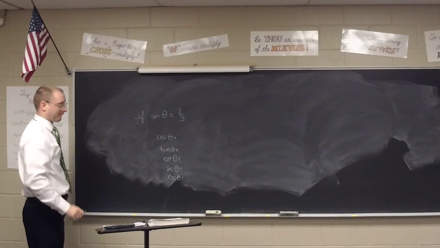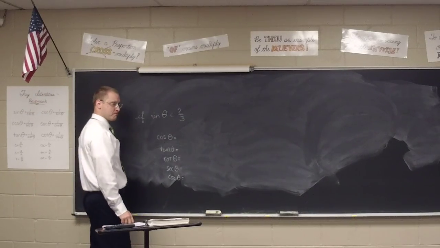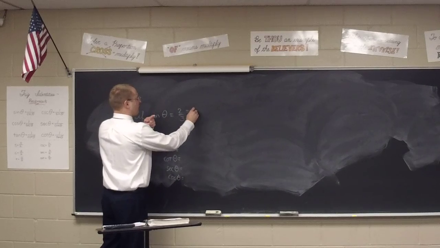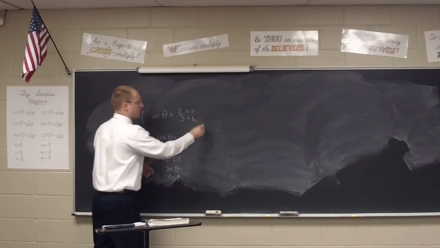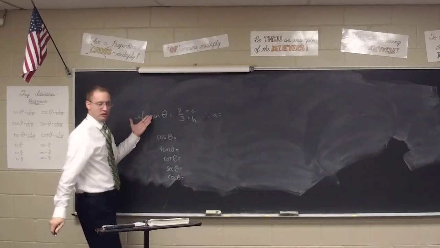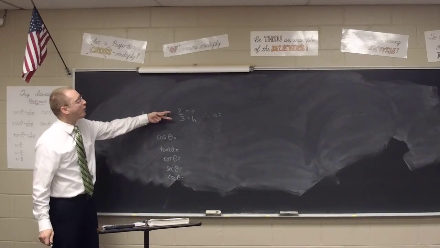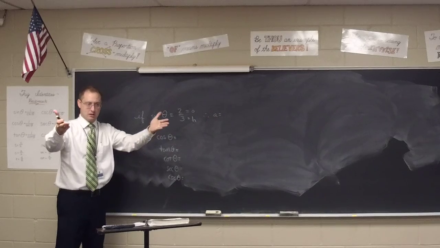Thoughts, Chris? I think I know how. Okay. Because if you know the sine, then you already know the opposite and the hypotenuse. And then you figure out the adjacent. There we go. If you already know one trig ratio, you know two sides of a triangle. How would you find the third side, class?